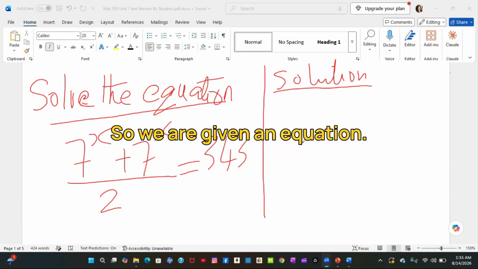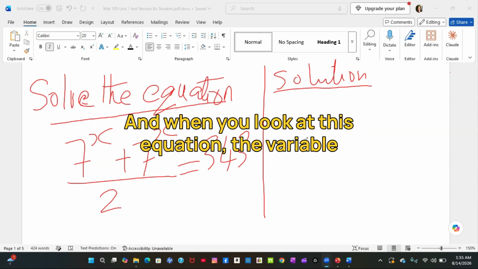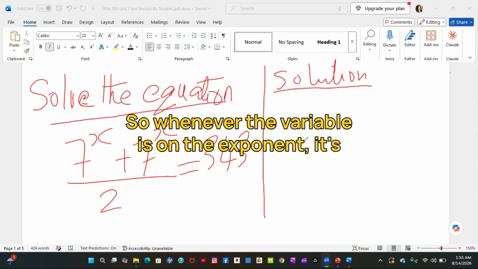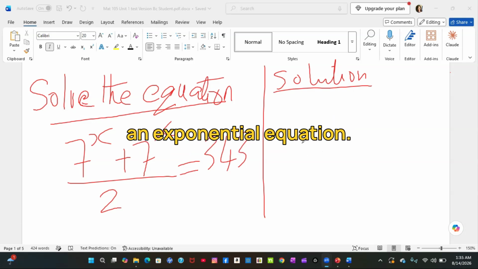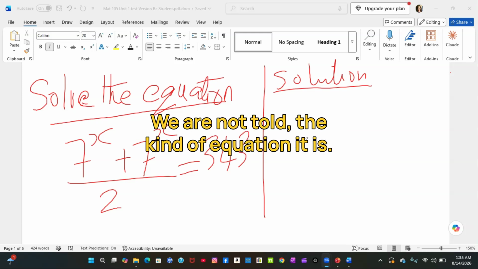So we are given an equation. When you look at this equation, the variable is on the exponent. Whenever the variable is on the exponent, it's an exponential equation. But we are told to solve the equation. We are not told the kind of equation it is.